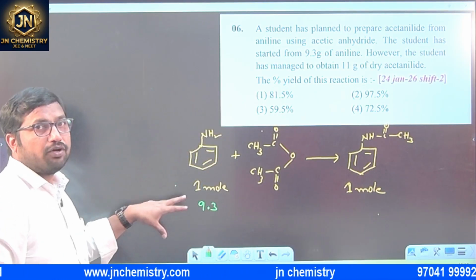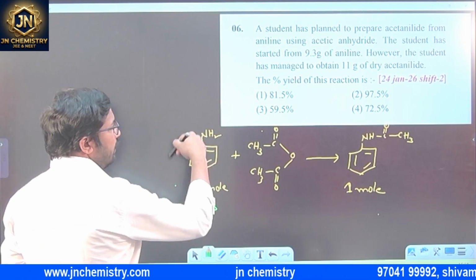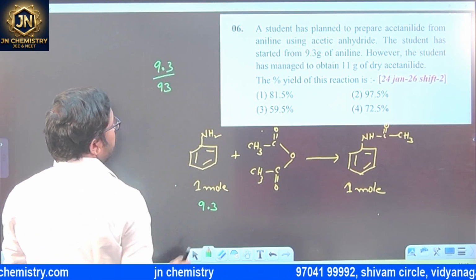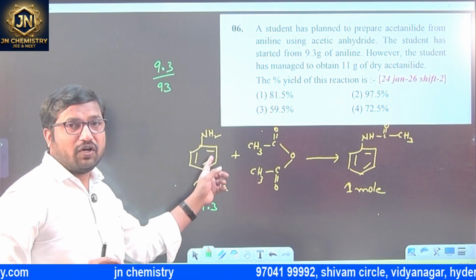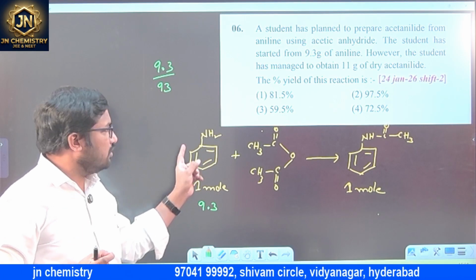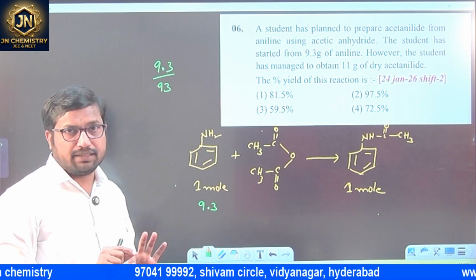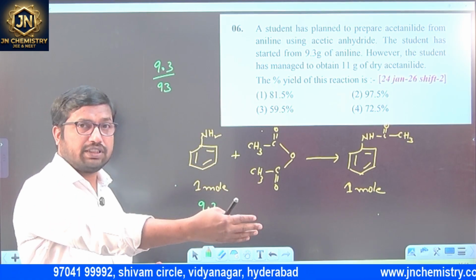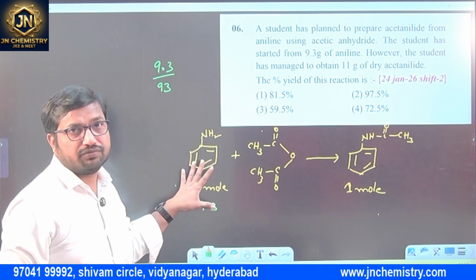9.3 grams means number of moles. The aniline molecular weight is 93, so 9.3 by 93. For the molecular weight we need to calculate. It takes a bit of time, but we have to do it in a patient mode. If we don't have the time, we need to move forward to the other questions and come back and solve this type of question.